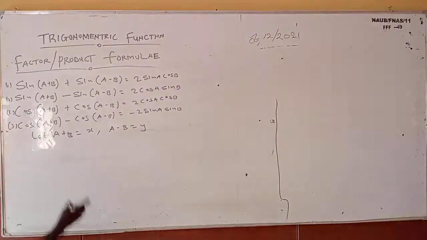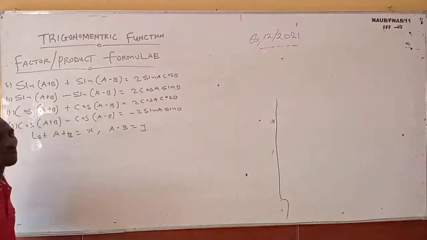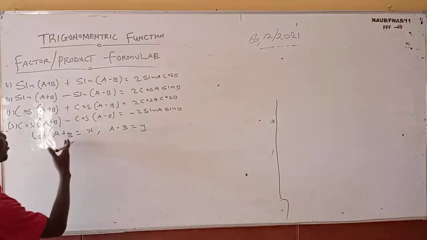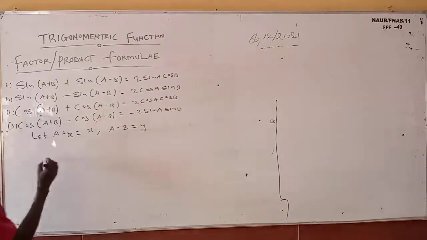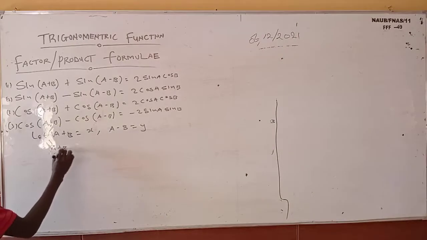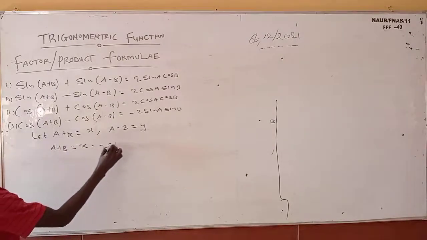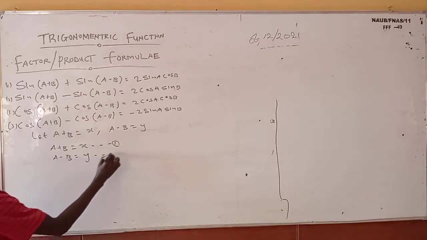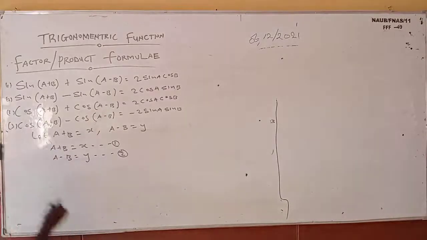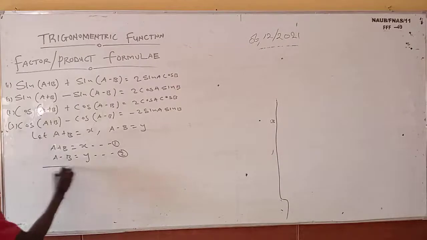So now, if we are saying a plus b should be equal to s and a minus b should be equal to y, it means we can solve these two equations. We solve for our a and we solve for our b. So let's solve this simultaneously. a plus b equals s, equation 1. And a minus b equals y, equation 2. So let's add the two equations together.